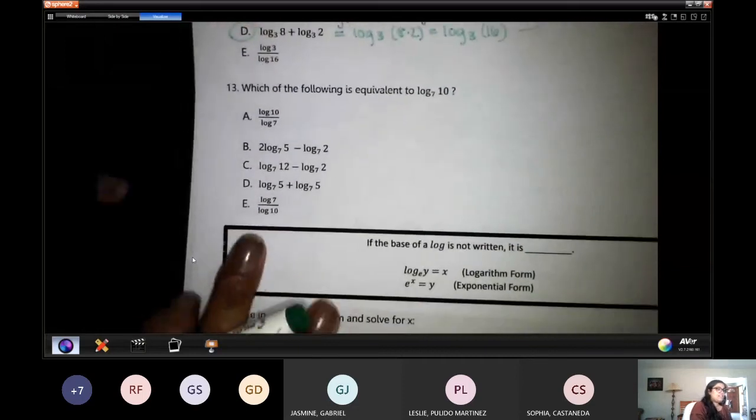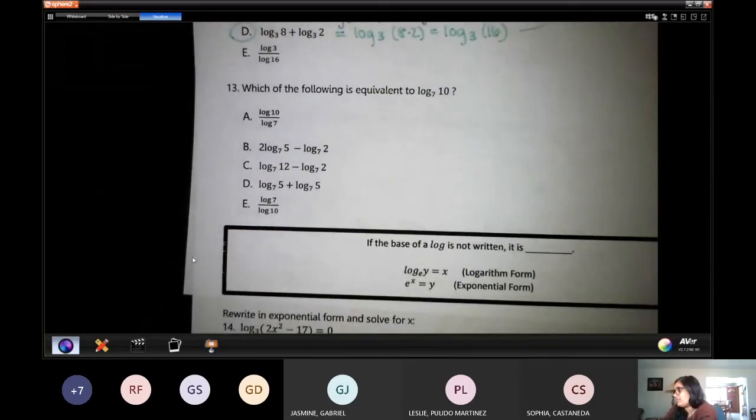All right, let's go ahead and try number 13. I'm going to give you another poll, and I want y'all to go ahead and do this, and I'm going to also work through it as well. But if you would like to work on your own, go ahead.